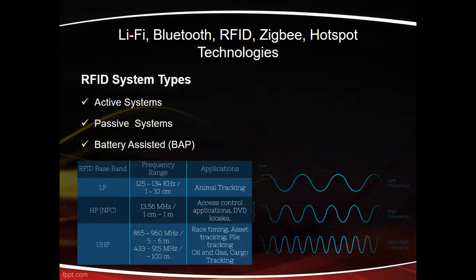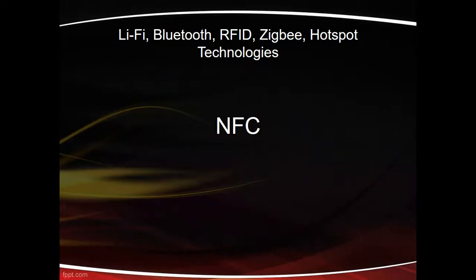Another example is communication range. Active RFID has long-range communication, 100 meters or more. But passive is very short, up to 10 meters. Battery-assisted is moderate range, somewhat up to 100 meters also. Likewise, there are some variations. So let's then move on to NFC. What is NFC? What is RFID and what is NFC?